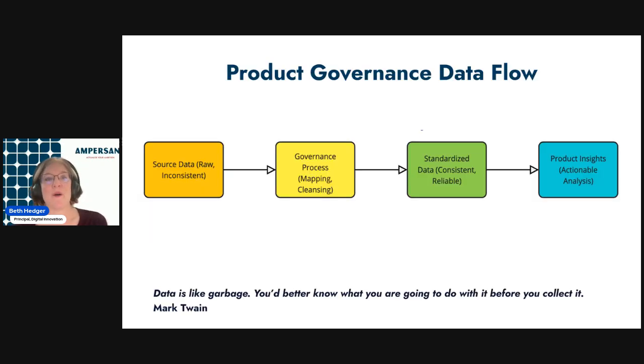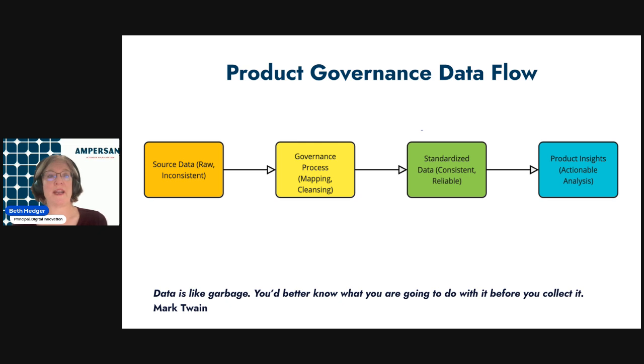So first, I want to remind you of a simple graph here. It is by no means complete, but it gives you an idea. Think about what is your product governance data flow. So you're going to have data coming from a variety of places. So that's the first part. It's not going to be processed. It's probably going to be a bit inconsistent. You'll need to take a look at it.